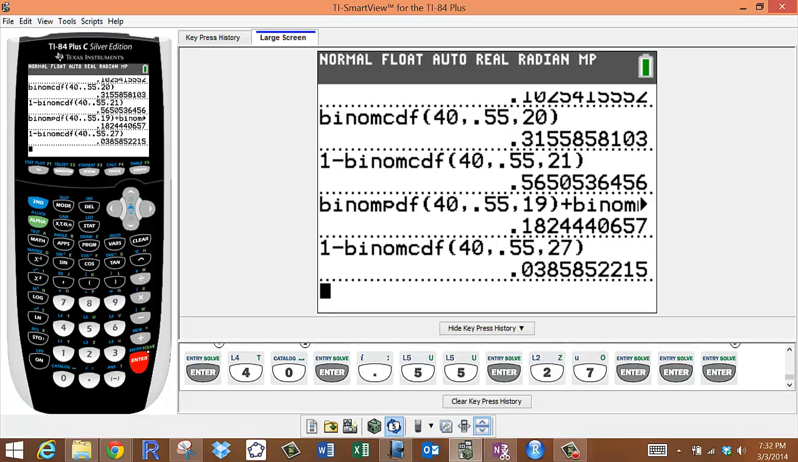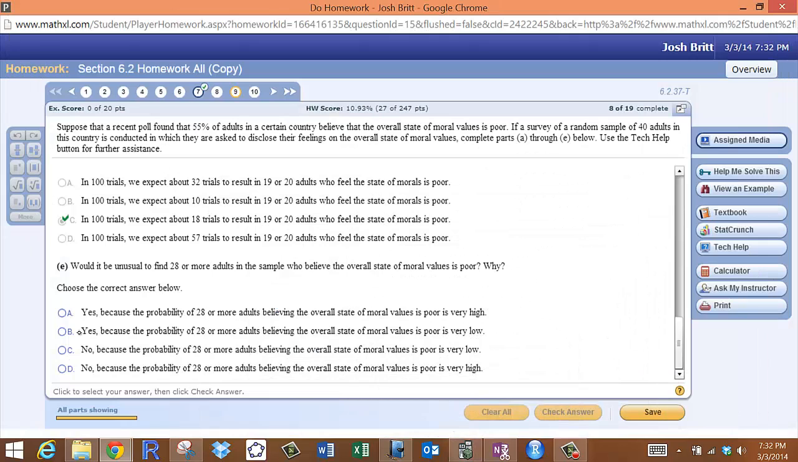So 0.0386. Would it be unusual? Yes, anything less than 5%. So yes, it would be unusual because the probability of 28 or more adults believing the overall state of moral values is poor is very low. That's what we want.